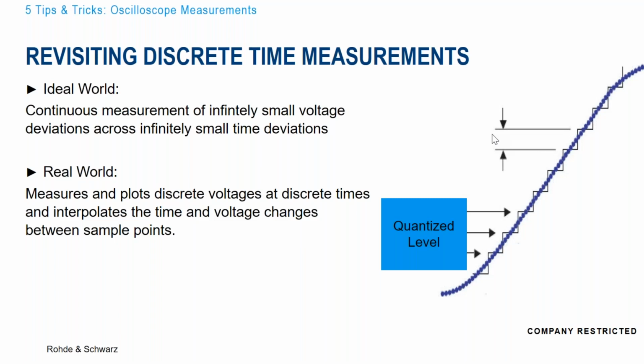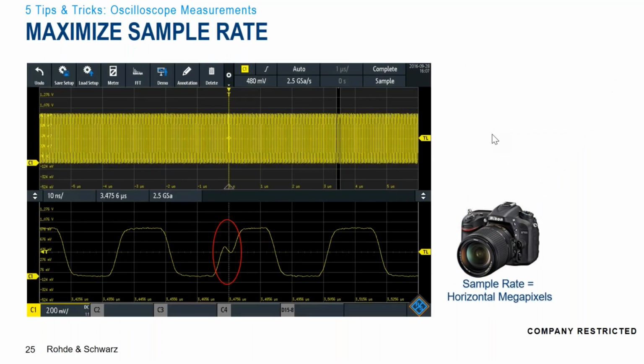So if we look back at our discrete timing measurements, we're taking a discrete voltage at a discrete time. We talked about how we want those vertical steps to be as small as possible. We also want our time steps to be as small as possible too. So our sample rate is how often we're taking these measurements. So we want the sample rate to be nice and high and maximize that, and we'll talk about the trade-offs that present themselves. So on an oscilloscope, we can think about our sample rate as horizontal megapixels. If we're not taking measurements at a frequent enough interval, we'll completely miss a blip that happens here.